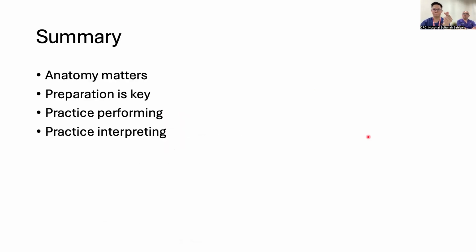So, in summary, a little bit of understanding of the anatomy will help us as we proceed with doing the manometry. Preparation is key for a lot of us who have been doing the test ourselves. We realize that there's nothing that beats a good preparation before you subject the patient to a manometry. And there is nothing that is more important than practicing. Not just practicing the interpretation and the reporting, but actually doing the whole procedure yourself.